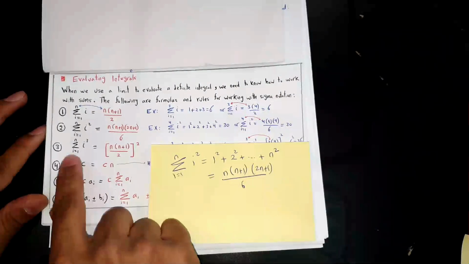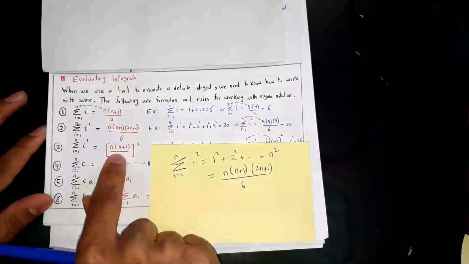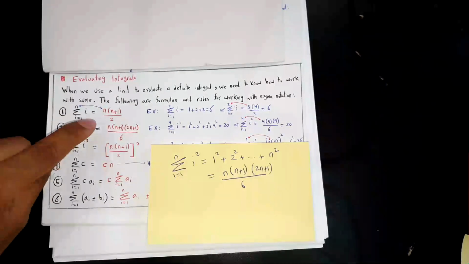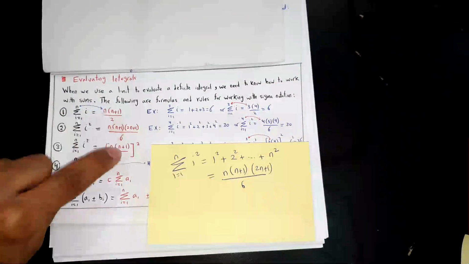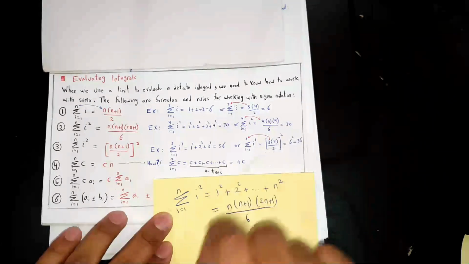Also, we have a formula for summation of i cubed. The formula is given as follows: n(n+1)/2, then we have a square here. Just to memorize it, we just put this here and we put power 2. If you need an example, see this here.